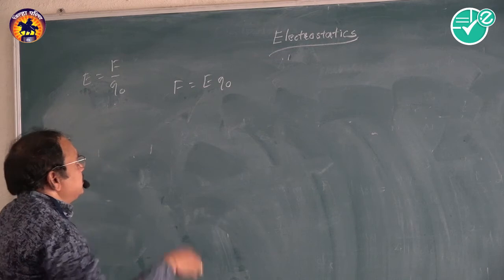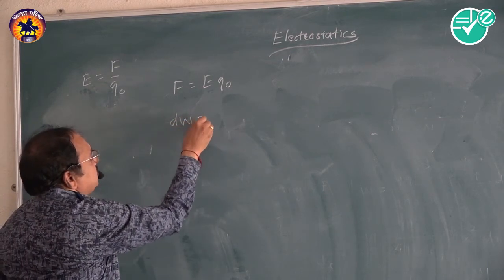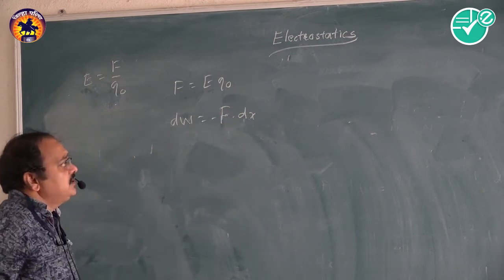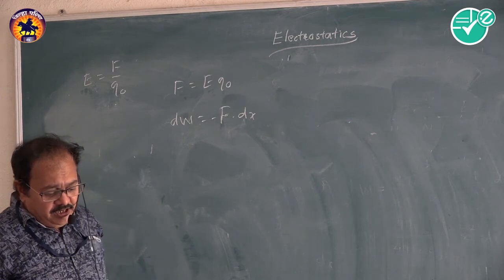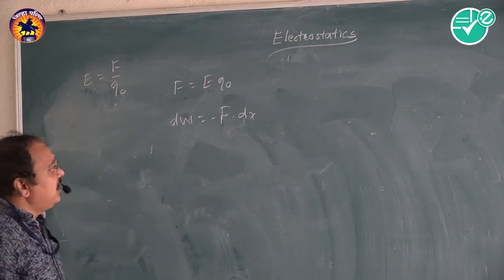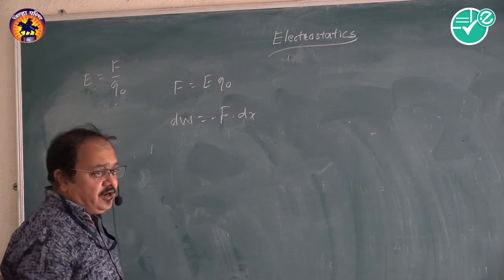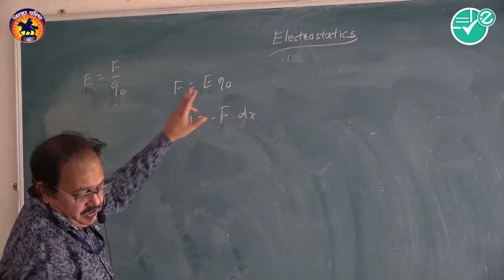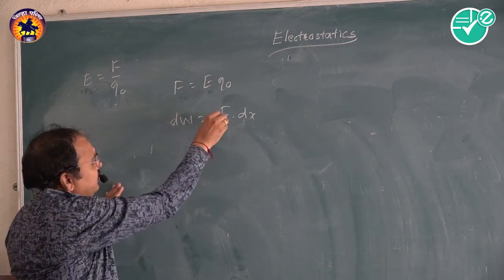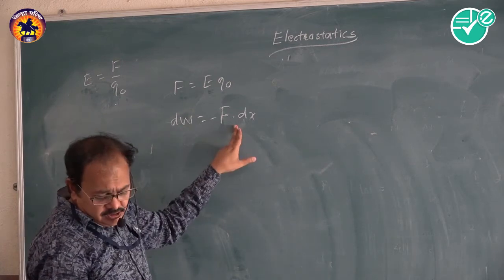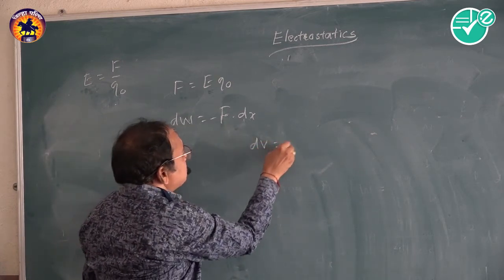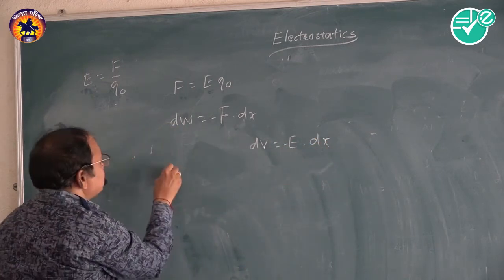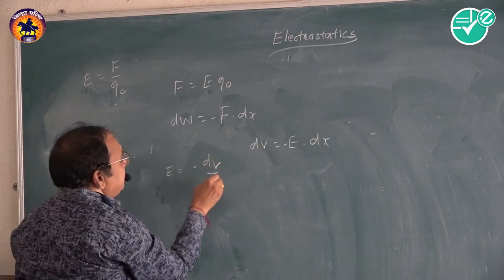dW is nothing but the small work done. dW equals minus F into dx. Here the negative sign indicates that force and displacement are always in opposite directions. So we get F equals E times Q naught, and dW equals F into dx. So dV equals minus E times dx, and it becomes E equals minus dV by dx.